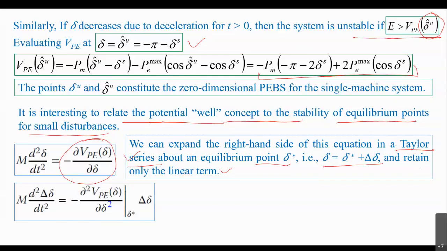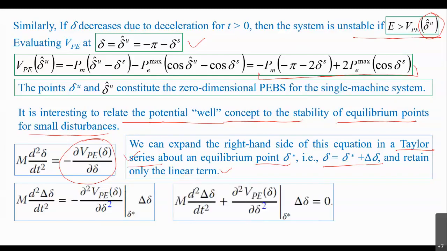By just taking the Taylor series, you can do this. So now this equation can be written like this: m d²δ/dt² plus the double partial derivative of Vp with respect to delta, evaluated at delta star, times Δδ, equals 0. So from this condition, this is your equation, and this will give us the characteristic equation.